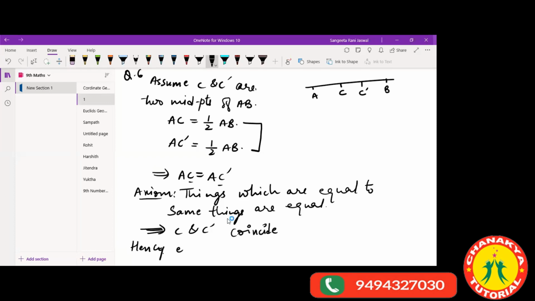Hence, every line segment has only one midpoint.